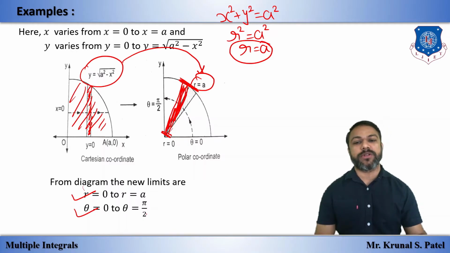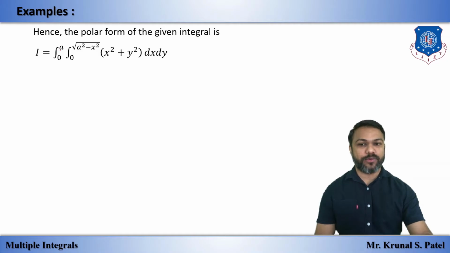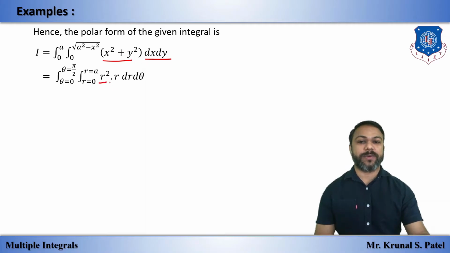Now we have to put the new limits and all the transformations in the given integral. So this integral becomes 0 to pi by 2, 0 to a, r square, and this is r dr d theta. So r square, this is r dr d theta, and this is the limit of theta, this is the limit of r. So we have this r cube.